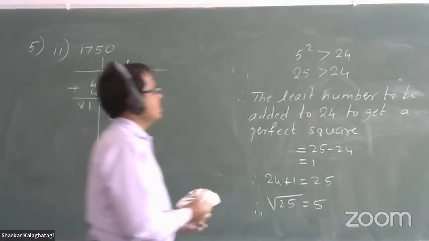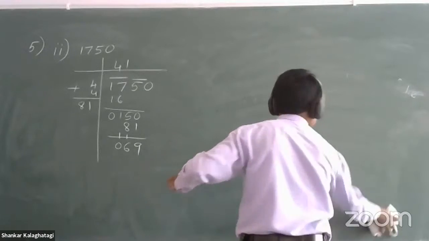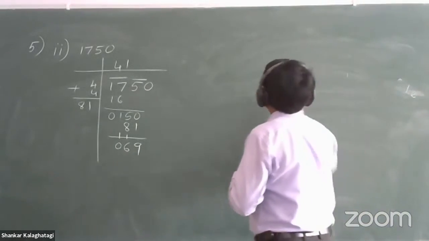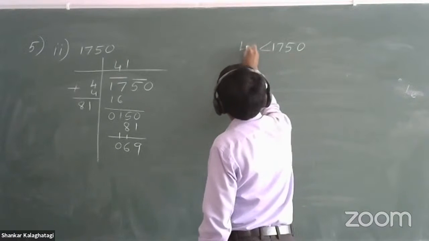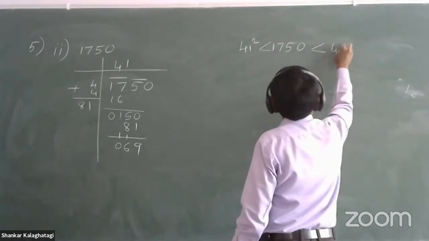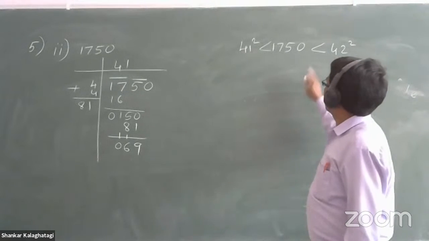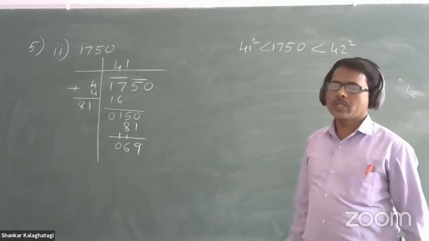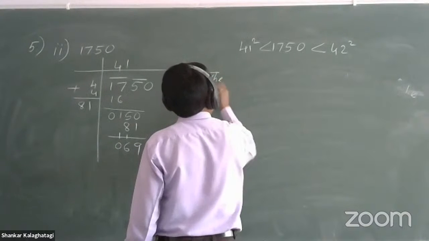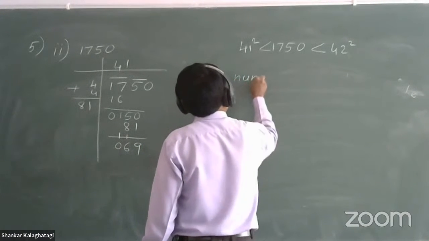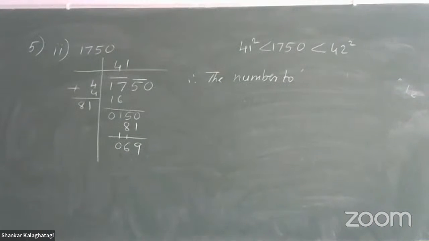Now 1750 is greater than 41 square and less than 42 square. Correct? If this is removed, it becomes 41 square. And you want 42 square, which means you should add something. Something is what you should find out. Therefore, the smallest number to be added.